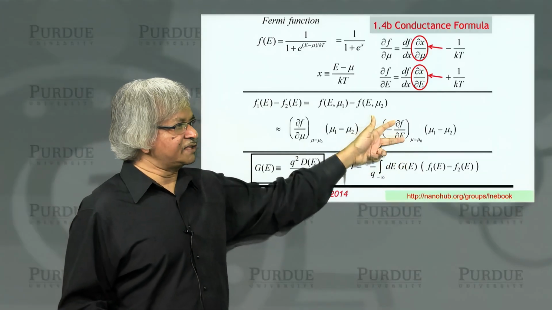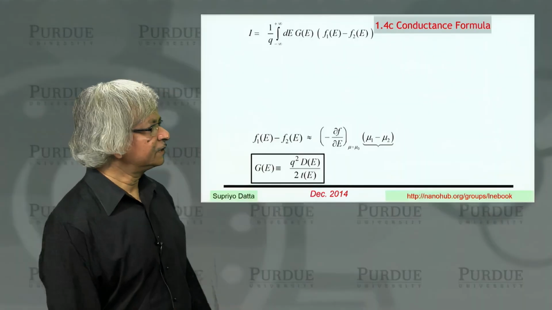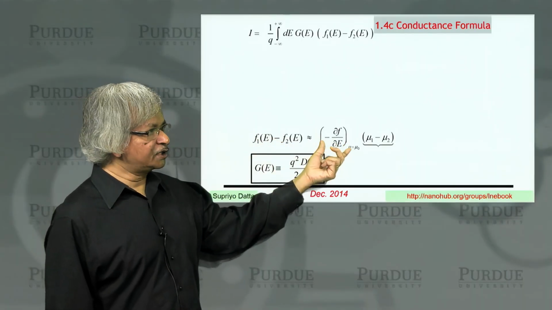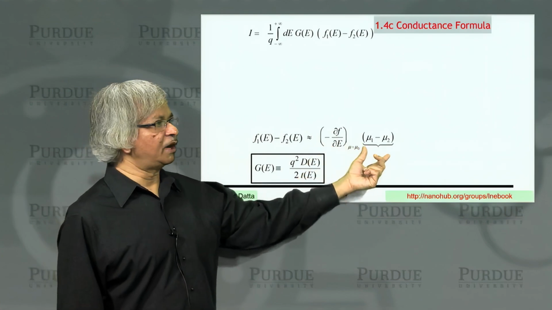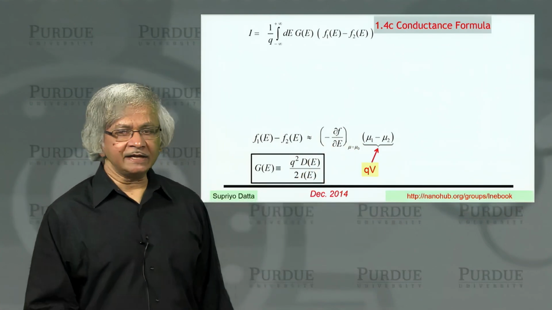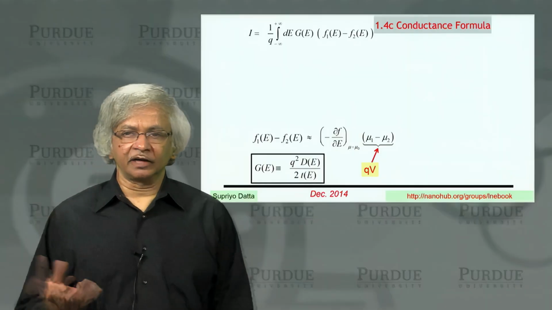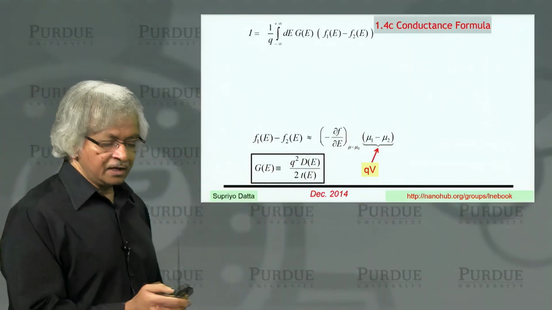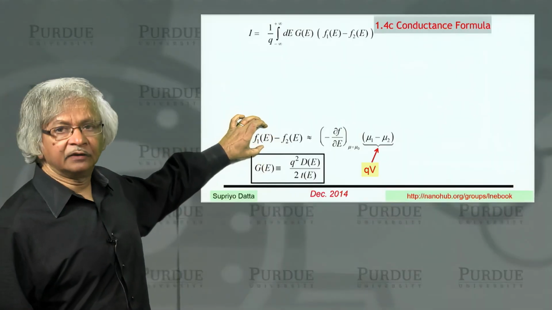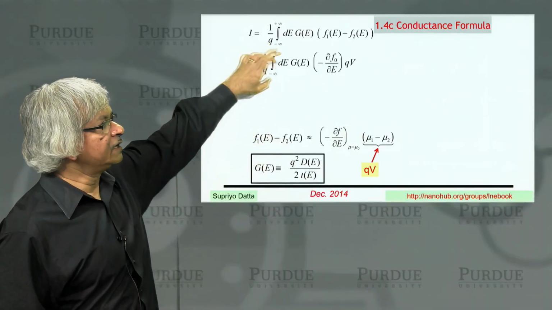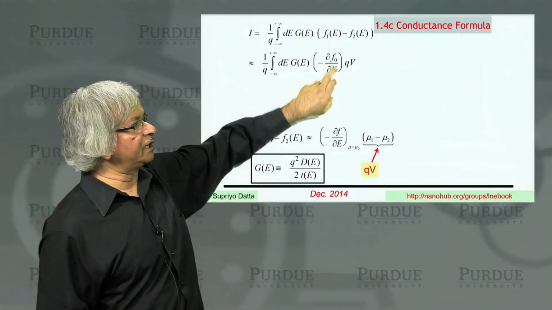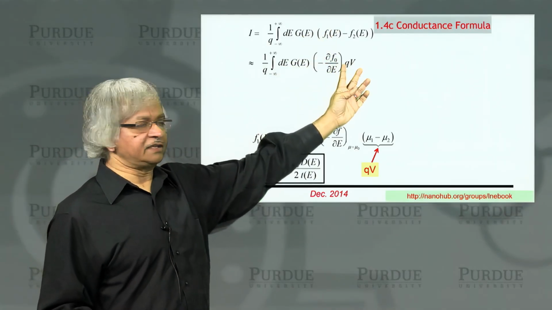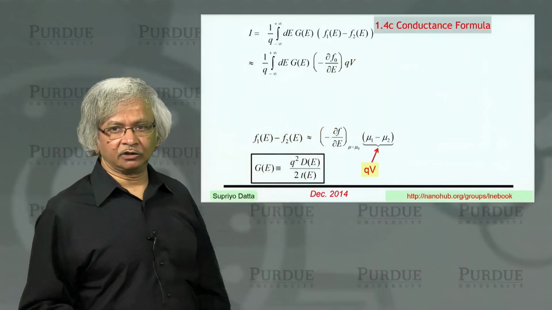Okay. So with this result, let's carry on to the next slide. We have written F1 minus F2 as the partial of F with respect to energy times mu1 minus mu2. And then we note that the difference between the two electrochemical potentials is the applied voltage, QV. So we put that in. We now use this result and go back to our original one here. So instead of F1 minus F2, we put in this partial times QV. And the QV is a constant. It's independent of energy, so it can be pulled out of the integral.